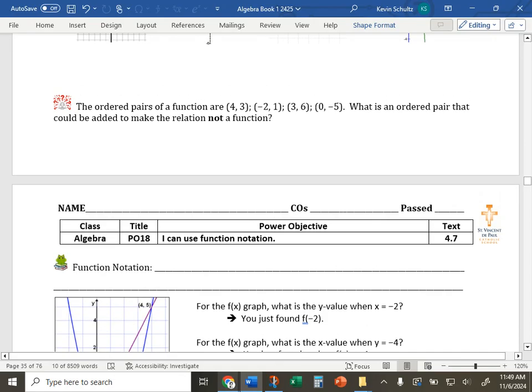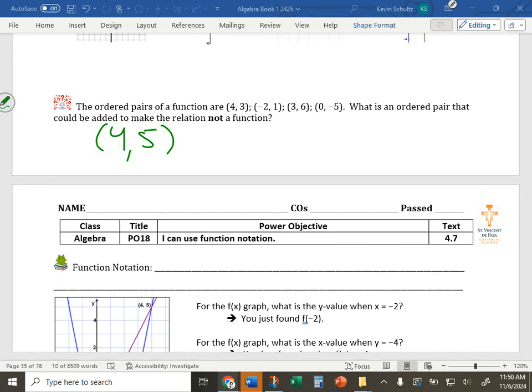Hey, last one. The ordered pairs of a function are 4, 3, -2, 1, 3, 6, and 0, -5. What is an ordered pair that could be added to make the relation not a function? Lakely, give me one. 4, 5. The reason why it would not be a function is now the x value of 4 repeats itself.